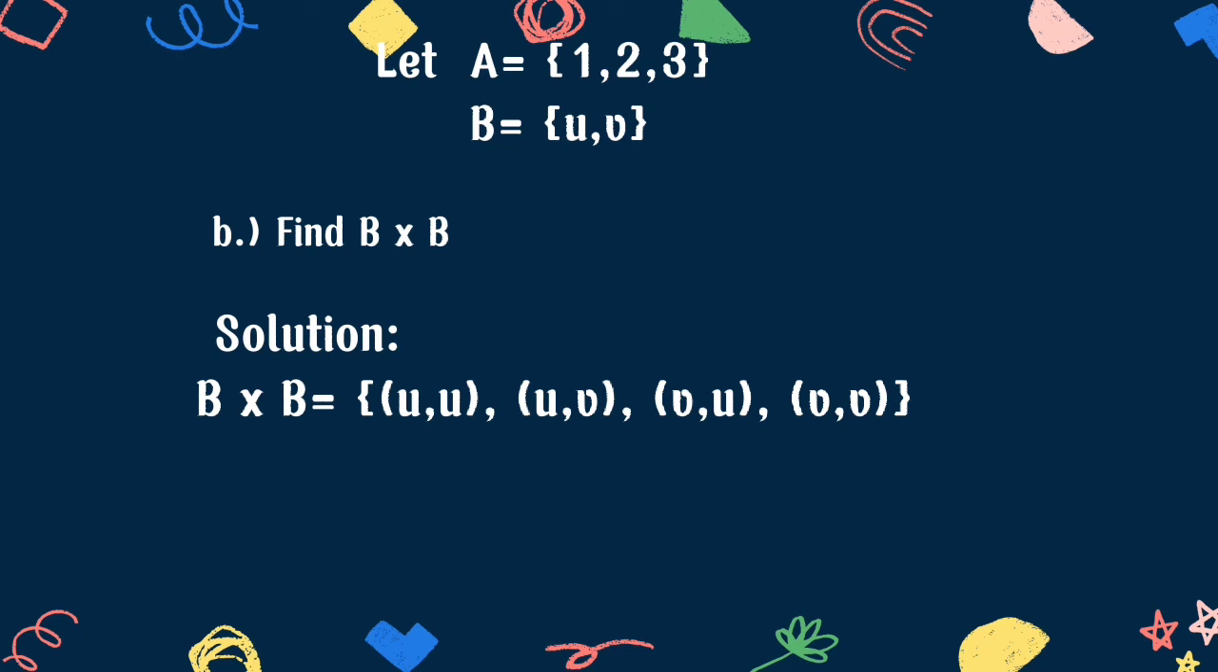Sa third ordered pair naman, we have V, U. So, ang isusulat natin dyan sa first element ng ordered pair na VU ay ang second element ng B and sa second element naman, ang isusulat natin ay ang first element ng B. So, sa fourth ordered pair and ang last ordered pair ng B cross B, ang dapat na isulat natin dyan ay ang second element ng B at ang second element also ng B which is ang V, V.